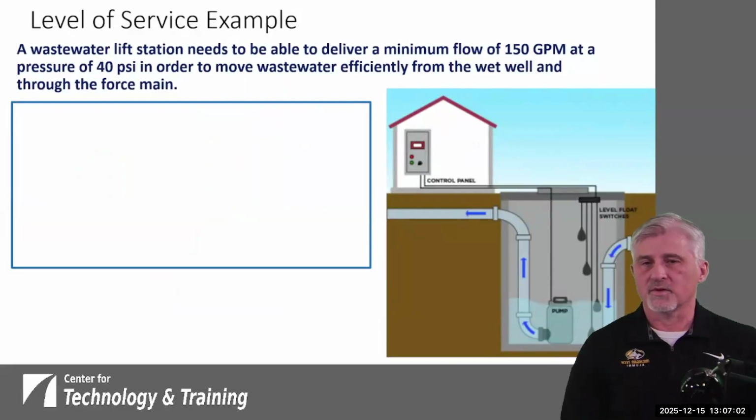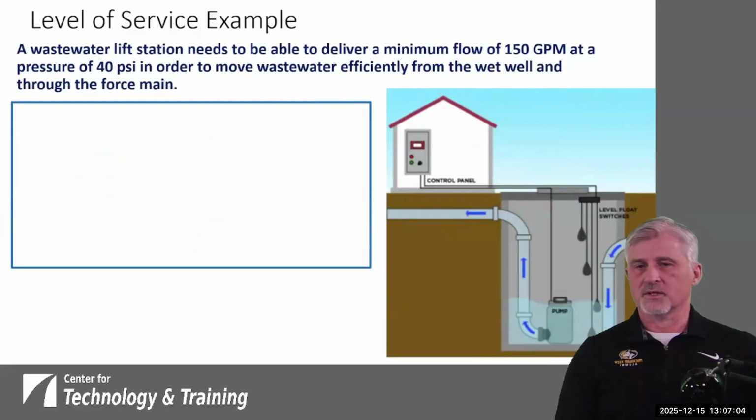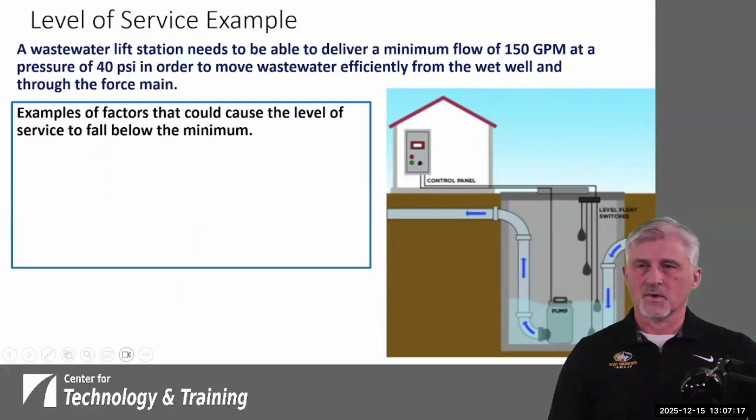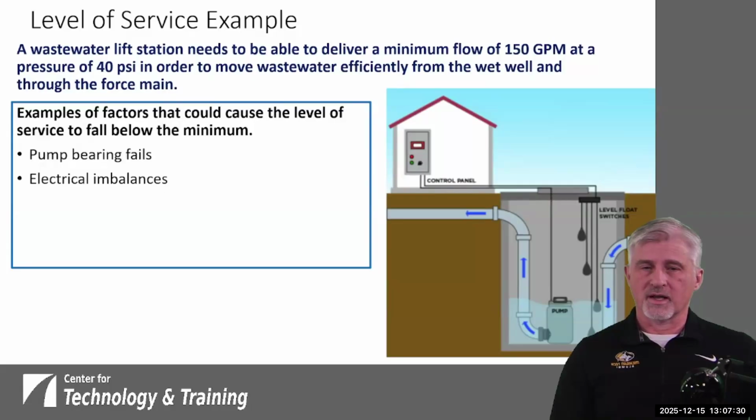So we've got a level of service example. We've got a wastewater lift station that needs to be able to deliver a minimum flow of 150 gallons per minute at a pressure of 40 PSI in order to move wastewater efficiently from the wet well and through the force main. So here are some examples of factors that could cause the level of service to fall below the minimum. We could have a pump bearing fail. We could have some electrical imbalances.